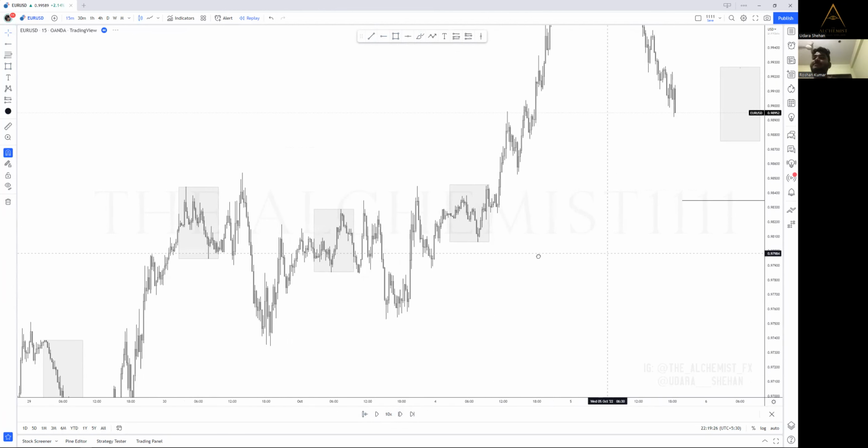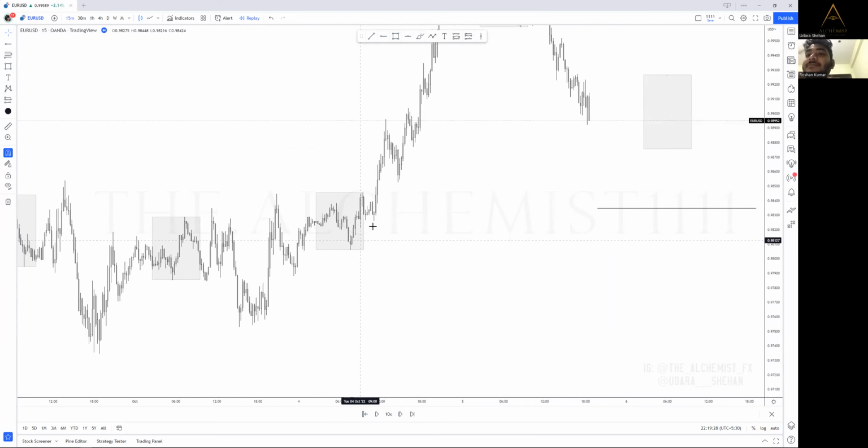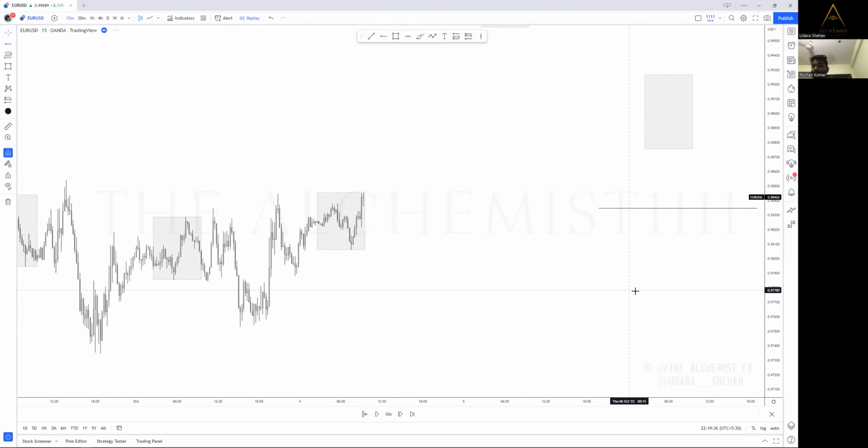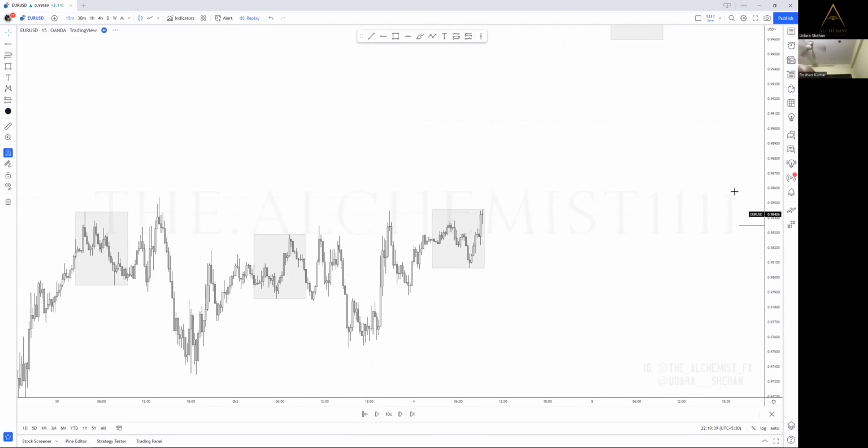Let's see. This still, what happened? Yes, I missed it. I'll show you why I missed it. Because the timing was too early. The setup played out too early, so I did not want to take a trade.